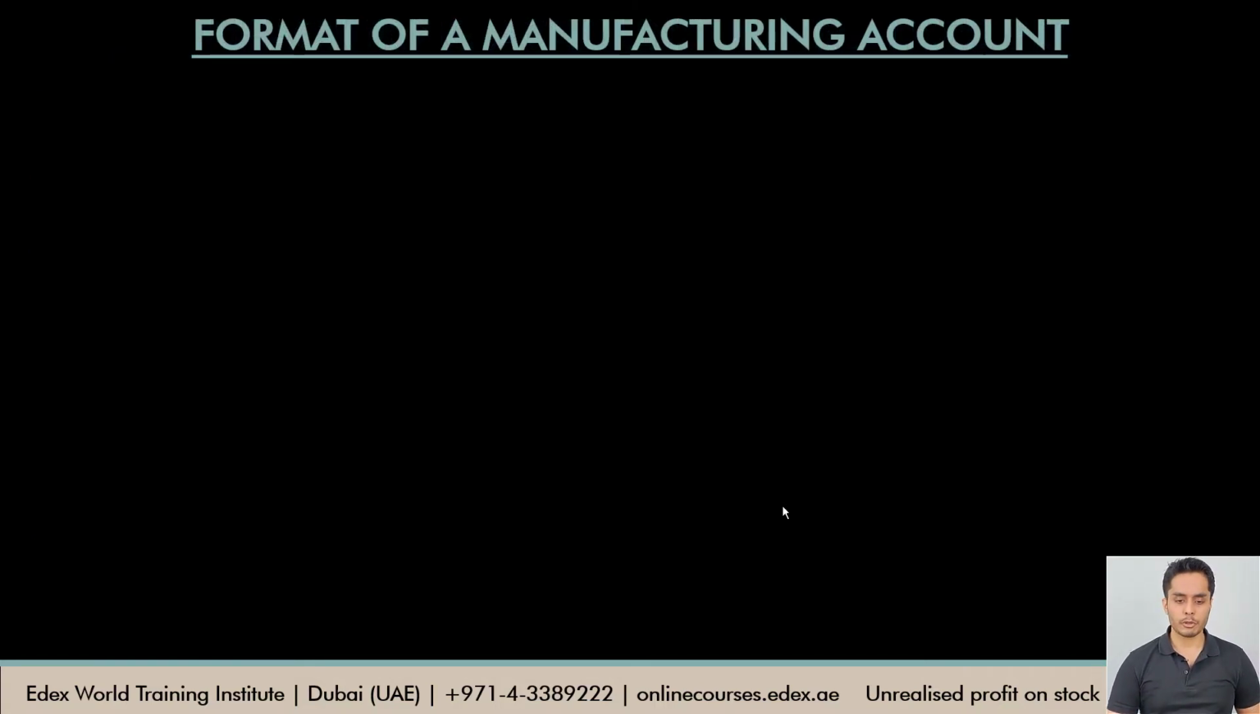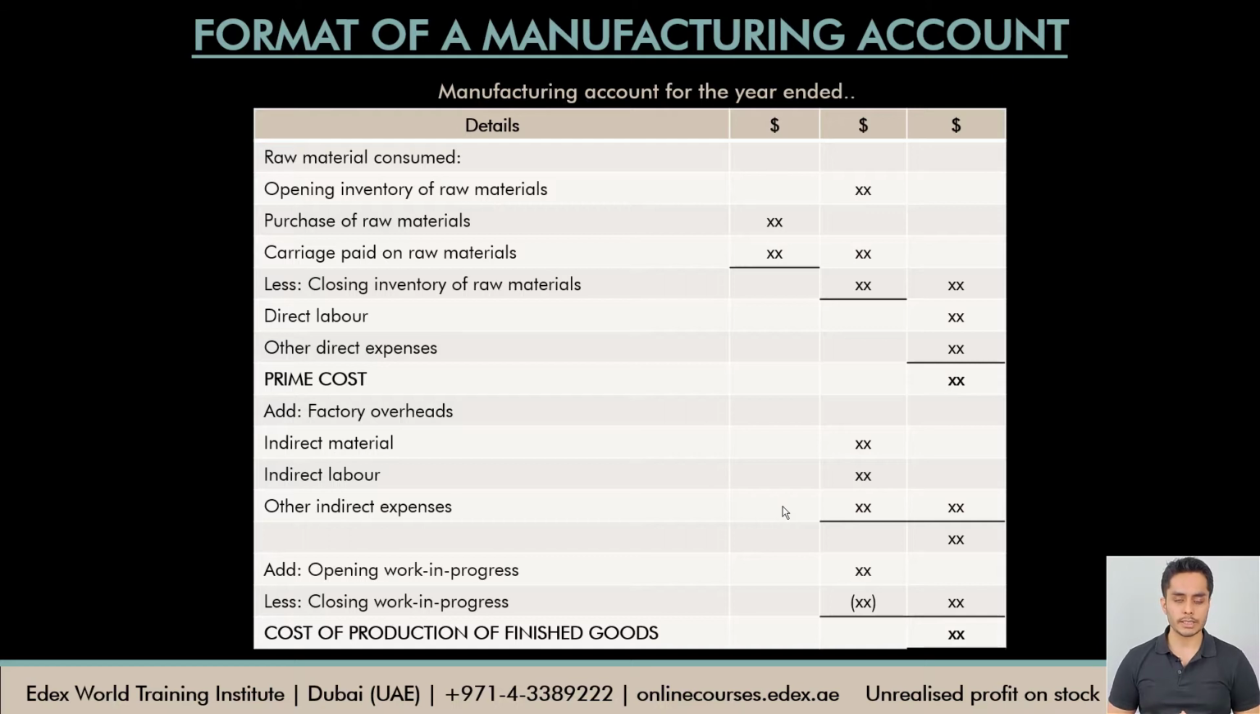So the format of a manufacturing account looks something like this. You've already studied this in the IGCSE. If you've not studied the format earlier, you do not understand the format, you are trying to remember the format without understanding it, I would suggest please go through the basics of the manufacturing account video. The link will be provided in the description. The video is there in the IGCSE playlist. Once you watch that video, once you understand manufacturing account completely, this video will be much simpler.